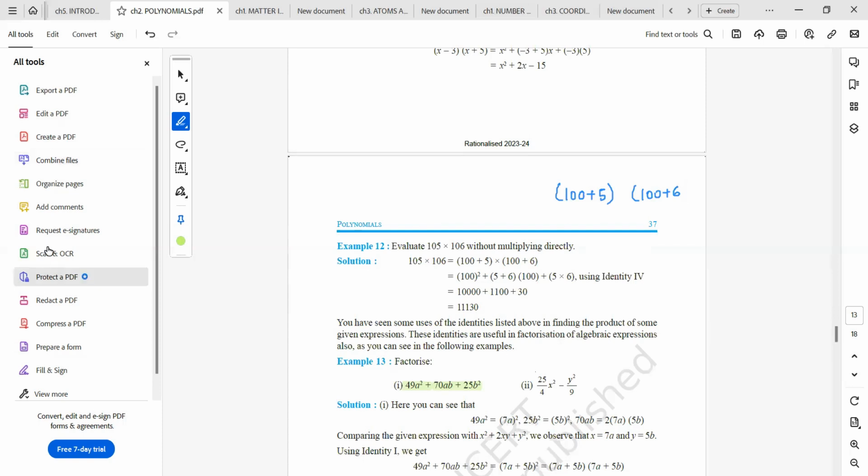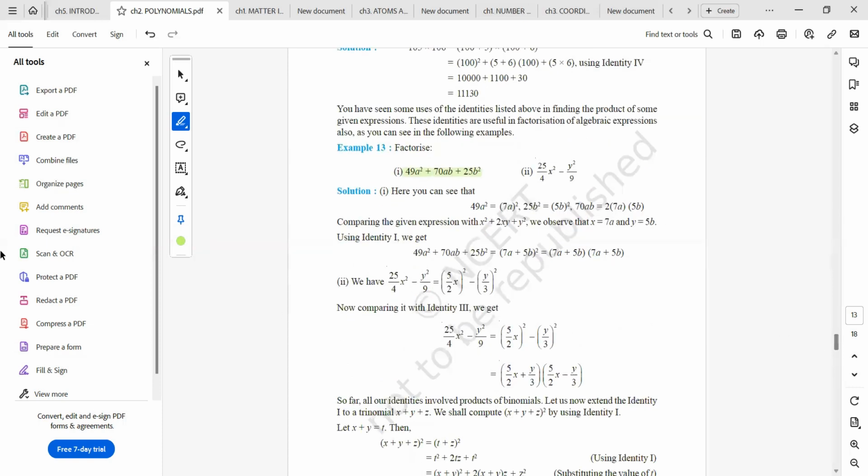Now again, you need to factorize. So how will you factorize? You will use the same method: 25 into 49 and the sum should be equal to 70. So wherever you are having the quadratic equation, you can use the same thing.